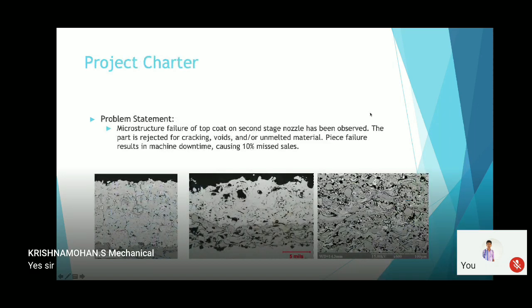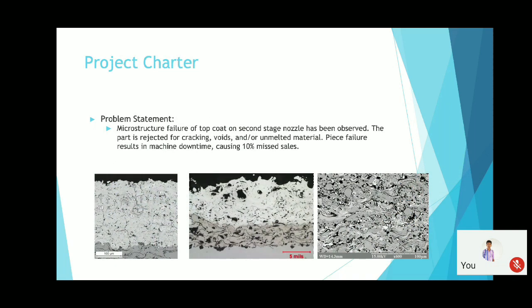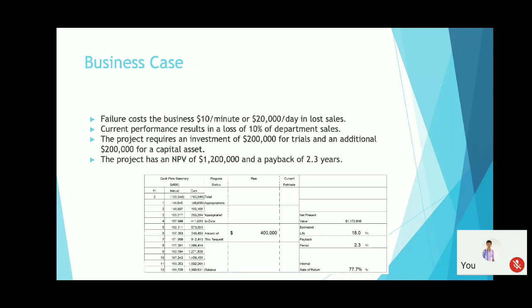What is this project? What is the problem statement? The problem statement is a microstructure failure on top of the coating. All the parts come with a coating. If you see here, these are all minor coatings, and as we go along, I will explain how this coating can crack, how this crack can be voided and unmelted materials, and how this results in machine downtime. So we will go through that.